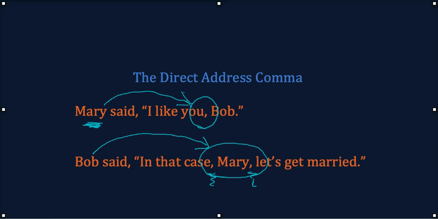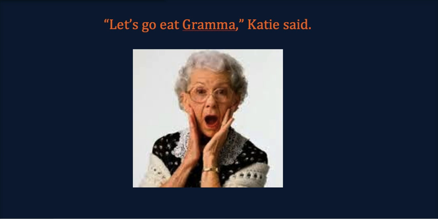The direct address comma, really very crucial. You don't think it's important? Well, think about this. What if you heard sweet Katie say, "Let's go eat Grandma," Katie said. Well, what is Katie? Is Katie a cannibal, or is Katie just a naive young girl who doesn't know her grammar yet, her punctuation yet? If there is no comma here, Katie's in trouble. But if there is, right here, the direct address comma, "Let's go eat, Grandma," Katie said, then it's just a question of getting the comma correct there.